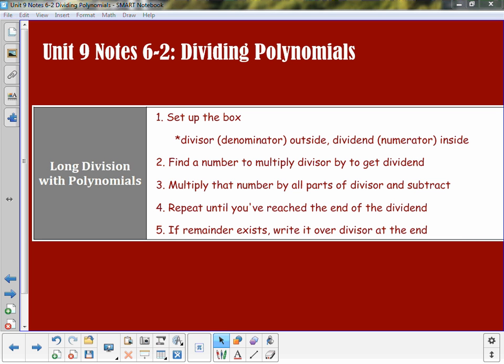Again, this is a lot of words. Just get it written down so you have those steps to follow in the future. It'll make more sense when we start doing concrete examples. So why don't you pause and finish getting that written down.